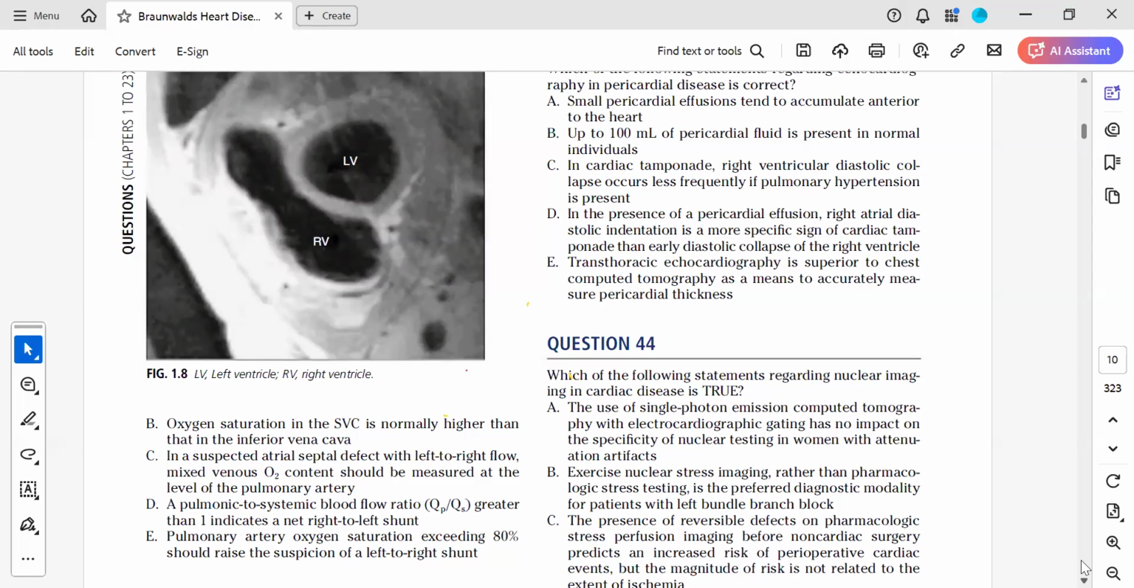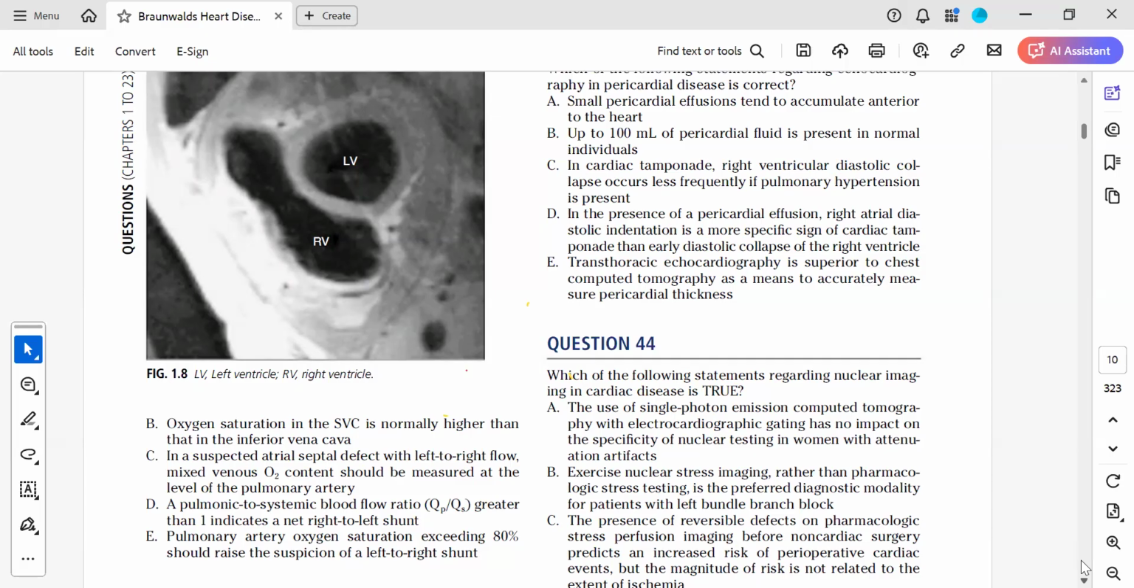Then if you have the QP/QS greater than 2, it's saying that there is a large left to right shunt, meaning that there's a large volume of blood flowing from the left to the right, making the flow in the pulmonary quite much greater than the flow in the systemic. Then if you have it between 1 and 1.5, it signifies a small left to right. So 1 to 1.5, small left to right, then greater than 2, large left to right, then less than 1 is for right to left shunt.